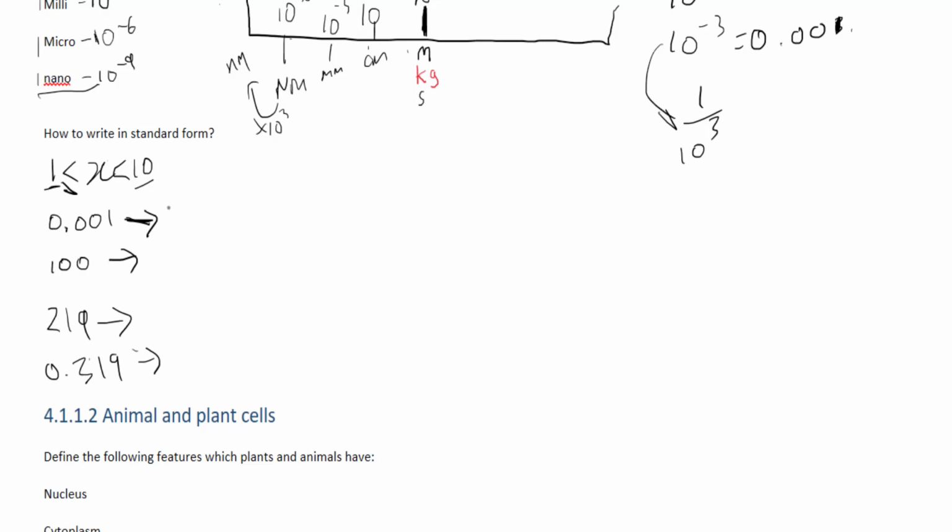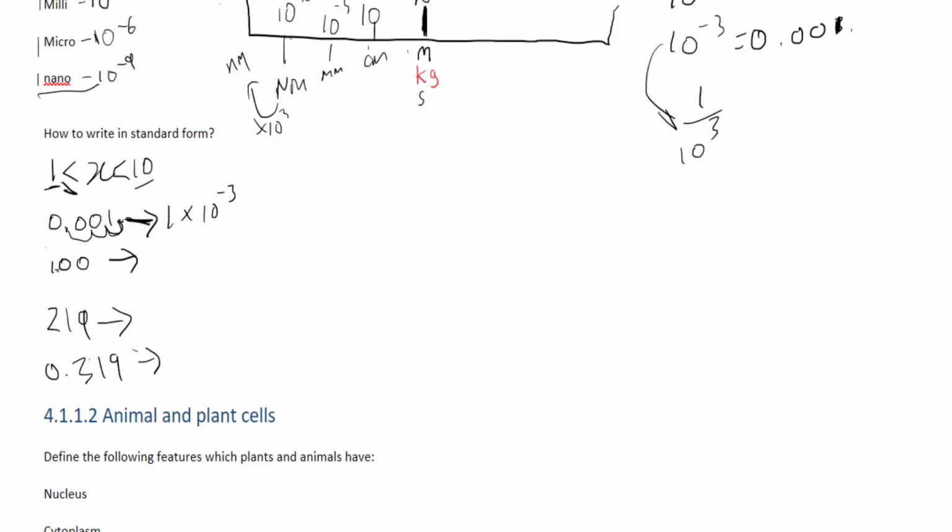1, 2, 3, so 1 times 10 to the minus 3, because we take the decimal and look at how many places it takes to get to this point. So it's 1, 2, 3. So it's 10 to the minus 3 because the decimal's here, so you have to go backwards. If you have to go backwards, it's 10 to the minus 3.